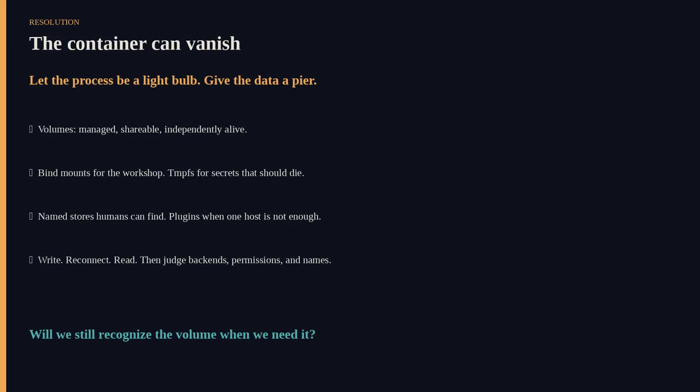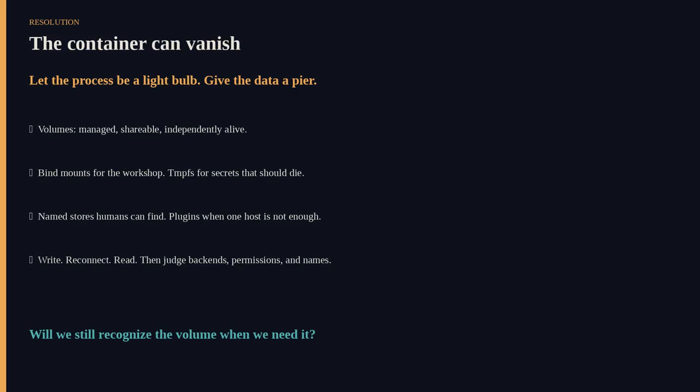tmpfs exists for secrets that should die with the process. Named volumes exist so humans can find what they stored. Plugins and network drivers exist so the peer can stand on another host. The proof was small and sufficient. One container wrote, another container read. A database pointed /data/db at a name. Compose wrote the name down. Read-only mounts and Docker file permissions tried to keep survival from becoming vandalism. Prune and rm reminded us that permanence is a choice, not a law.